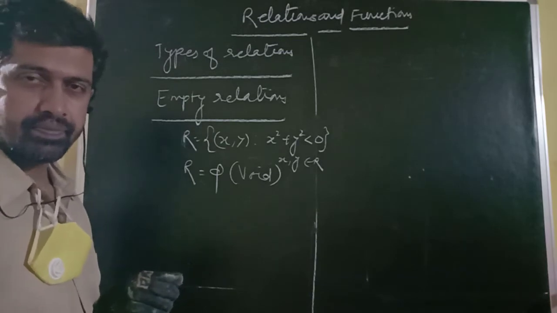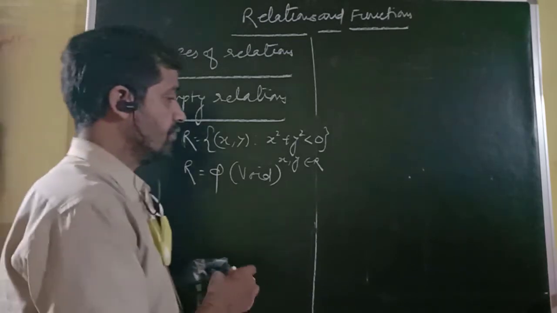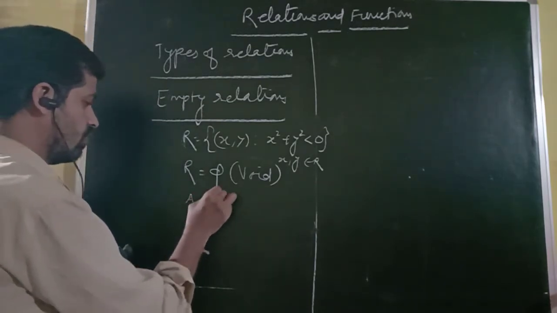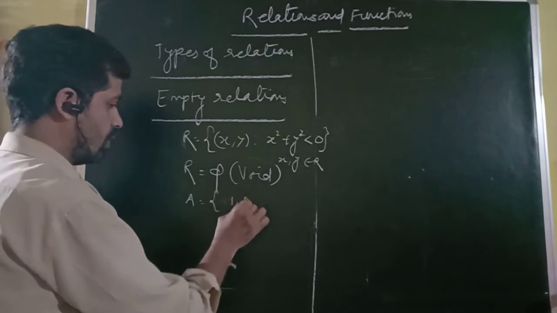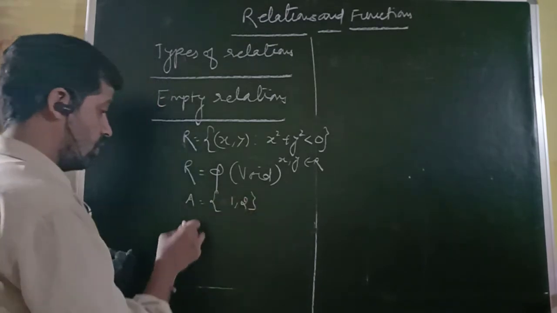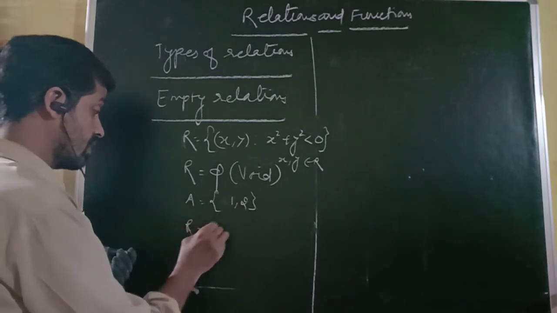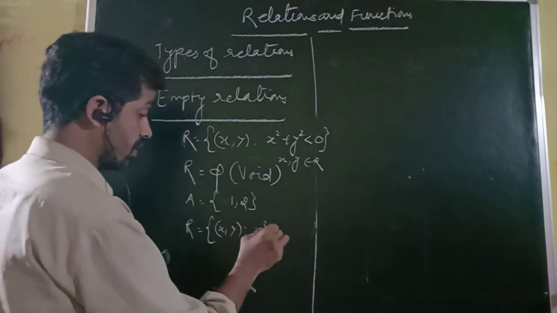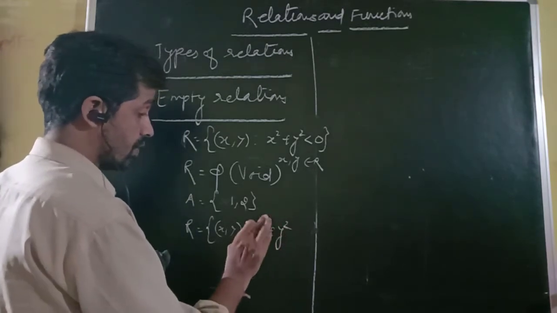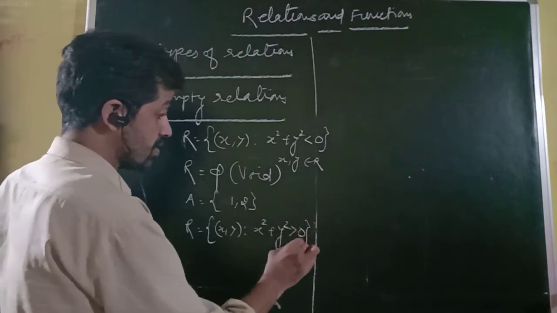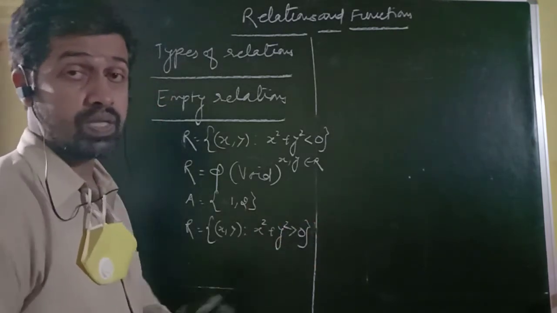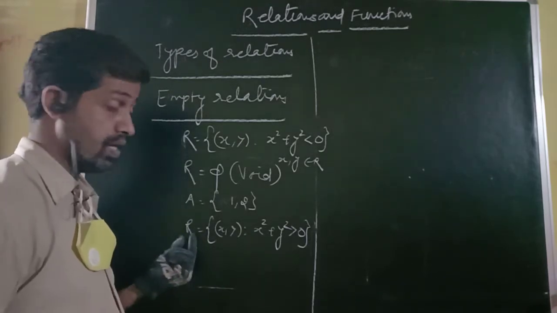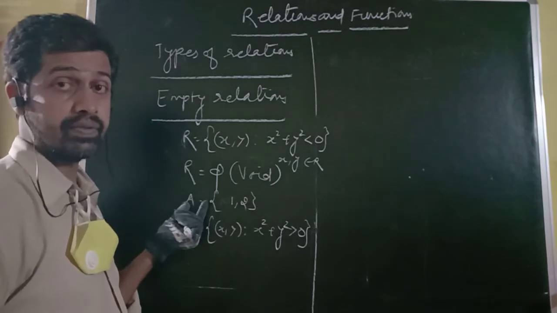Opposite to that, if I say, take an example, a set A containing 1, 2, and on this set we define a relation R in set builder form, subject to the condition that x square plus y square is greater than 0. So the relation is defined. Do remember, the relation is defined on set A.